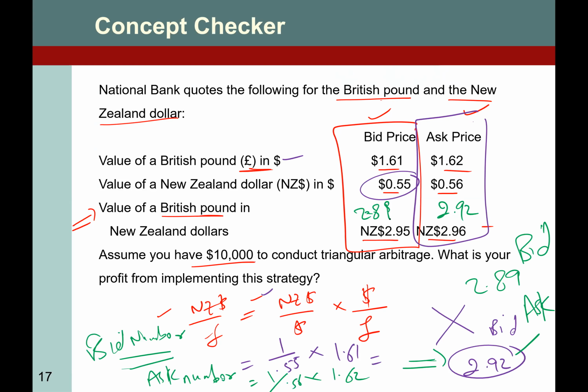If the number is lower than this one, it means this market of pound into the New Zealand dollars is overvalued, right? Can we find out the arbitrage? Yes. With how many? 10,000?